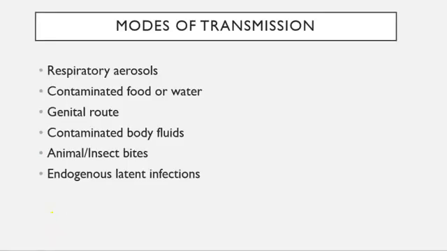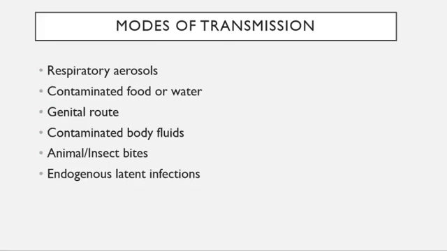So what are the modes of transmission for viruses, or how do we become infected with a virus? Of course, there's respiratory aerosols that we can breathe in. We can become infected with a virus through contaminated food or water, the genital route, contaminated body fluids such as blood, urine, semen, mucus, through animal bites or insect bites, through endogenous latent infections.